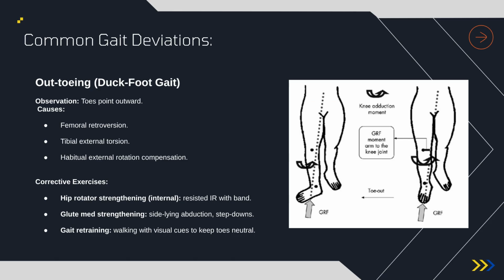Out-toeing, or also known as duck foot gait, you'll see the toes are pointed outward. It's often asymmetrical, and it may increase with speed for some patients. Biomechanically, we have femoral retroversion, tibial external torsion, and for some, it can be habitual compensation for stability.